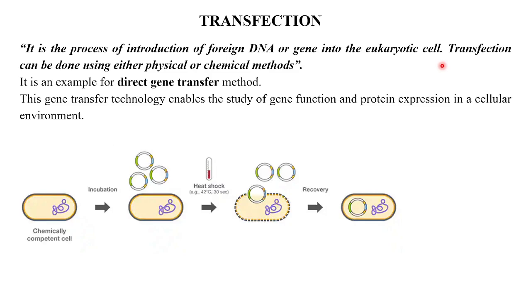Transfection can be done using either physical or chemical methods. So the same gene transfer techniques can be used for transfection. So remember, basically gene transfer techniques are the same. If you are transferring the DNA into the bacteria, the name you are going to use is transformation. And when the gene of our interest is being introduced into a eukaryotic cell, like a plant cell or animal cell, then we use the term transfection, right?